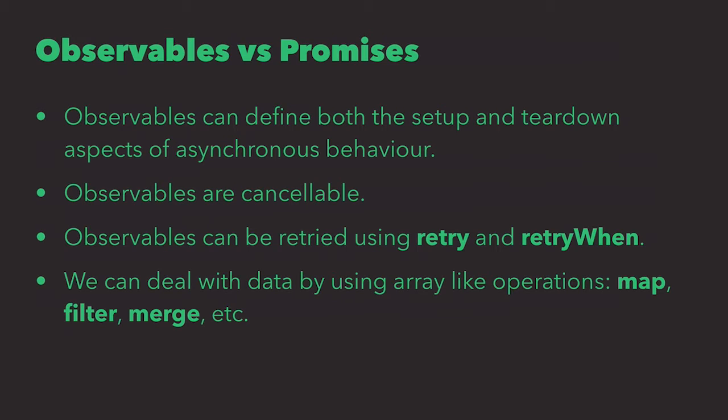So let's quickly talk about the difference between observables and promises. With observables, you can define both the setup and teardown aspects of asynchronous behavior. Observables are cancelable, so a promise can reject or resolve, but unless either of those happens, you can't actually cancel a promise. Observables can also be retried by using the retry and retryWhen operators. And really, observables are just array-like, so you can apply operators on an observable like filter, map, merge, etc. This allows for really powerful flows within your application.